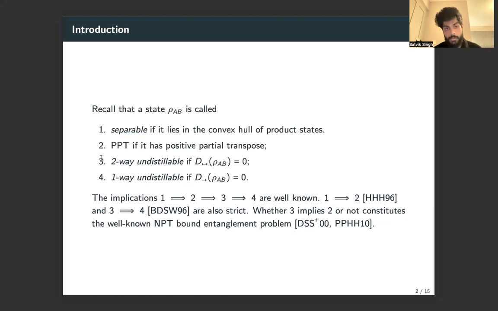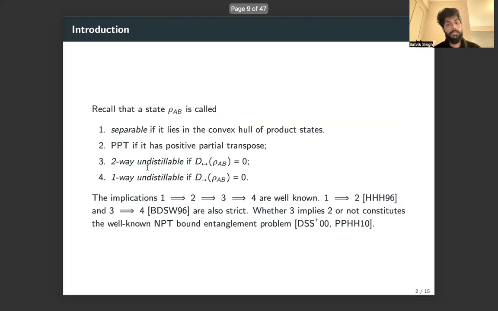However, we do not know if the 2 to 3 implication is strict or not, and this constitutes the famous NPT bound entanglement problem. We do not know if the PPT property of a state is equivalent to its two-way undistillability. In other words, we do not know whether every NPT state, or every non-PPT state, is distillable or not. And this relates to the problem that we're going to see next.